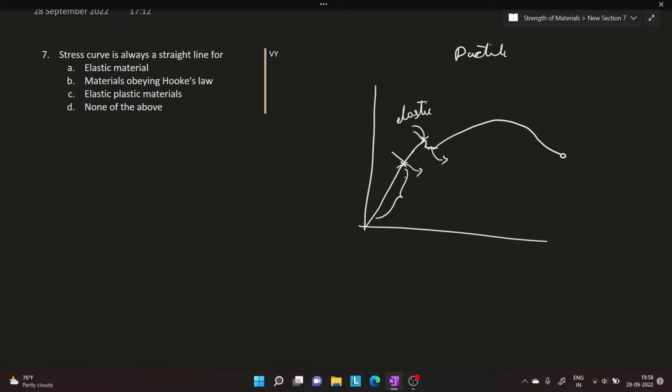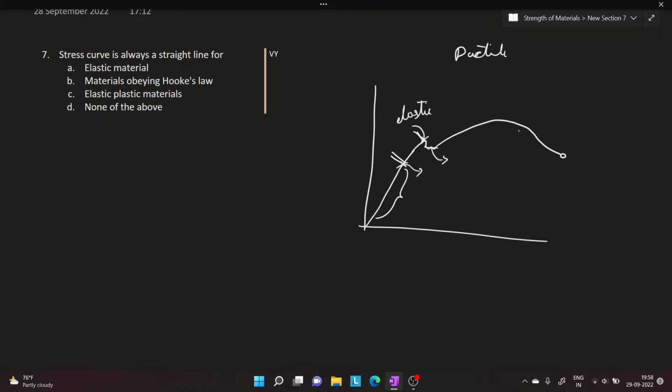Right, so under this, the distance between this point and this point is usually very small, and it changes depending upon the material that we are going to use. Right, so coming back to the options now, they're claiming that it is an elastic material. Again, this is also for an elastic material.